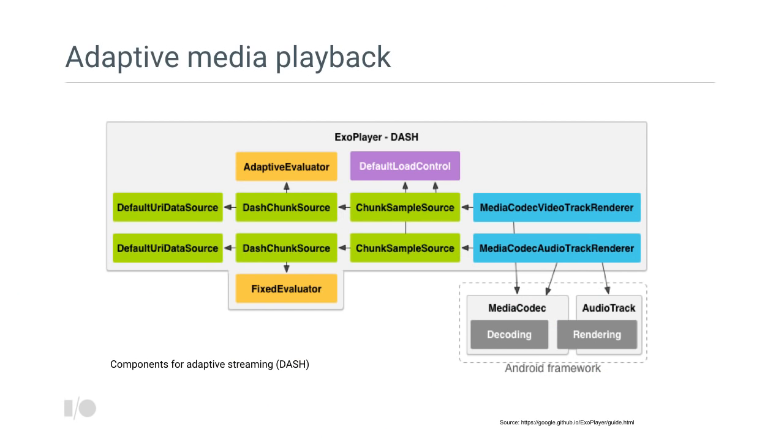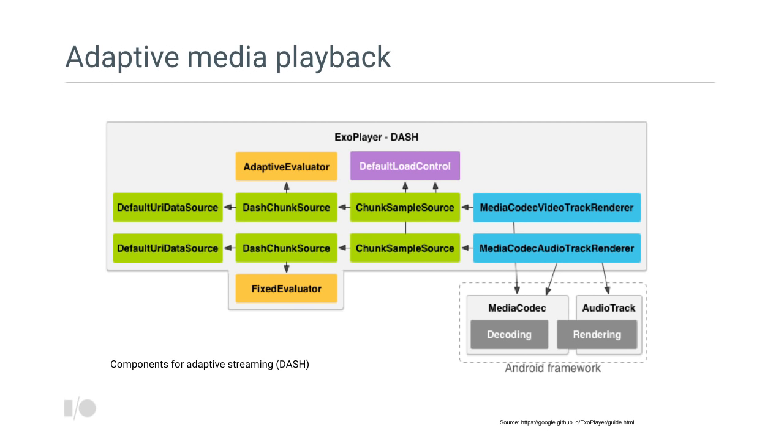So the next diagram shows the same object model for adaptive media playback. The difference here is that the video player has to pick the quality of the video chunks. So again, on the very right, we have those blue boxes. It's the video track renderer and the audio track renderer, which does the rendering at the end. Those two now are dependent on a chunk sample source, and the chunk sample source itself depends on a dash chunk source.